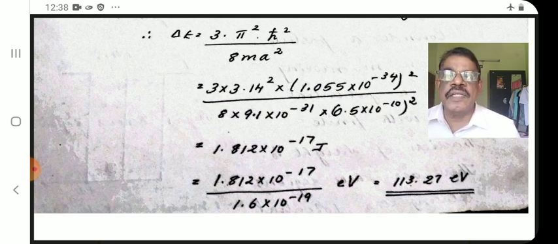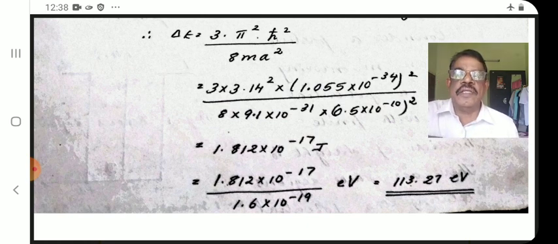So the ground state energy usually will come as 37 or 37 point something, 37.7 in that order. This is 3 times ground state energy. Ground state energy is 37.7 eV. That we see. The next problem.